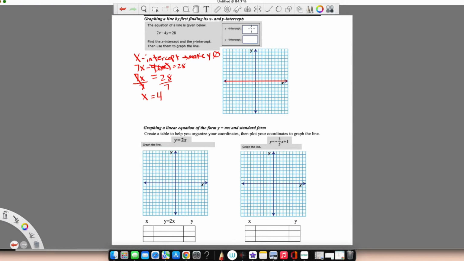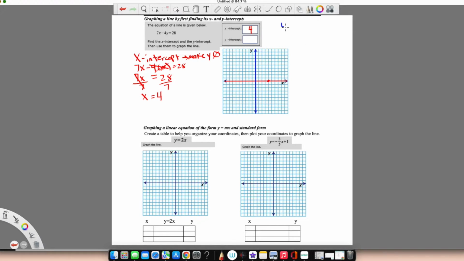So I'm going to type 4 in here so that I know that I found it. And then I'm also going to go on the graph and go 1, 2, 3, 4, and I'm going to put a dot there using the pencil tool that's in the toolbox off to the side. So now I'm going to do the same thing with my y-intercept. So now I want to know, where does it cross the y-axis? So now I'm going to do the same idea.